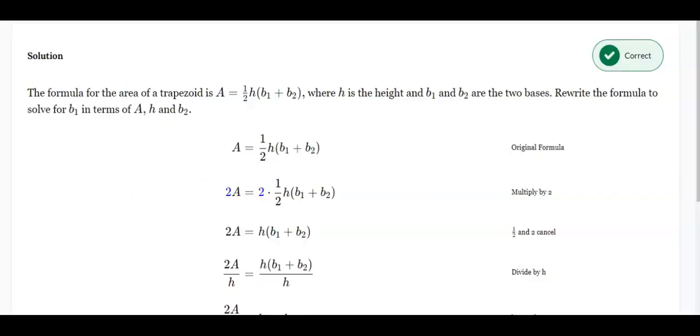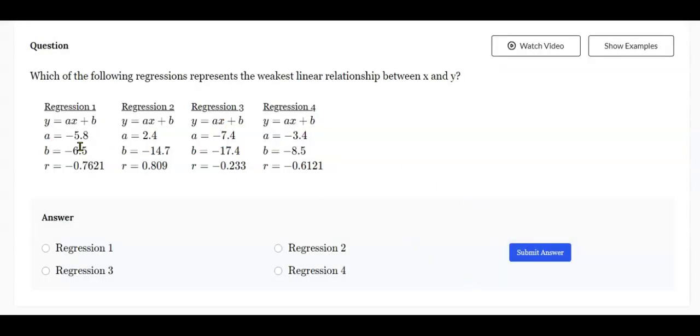Alright, let's take a look at the second topic. Second topic is strength of linear relationships. So this one is talking about the regression equations. Remember, for regression to be strong, it needs to be close to the value of 1 or negative 1. And so this one is looking for the weakest linear relationship. The weakest linear relationship of these three numbers would be the number that's closer to 0.